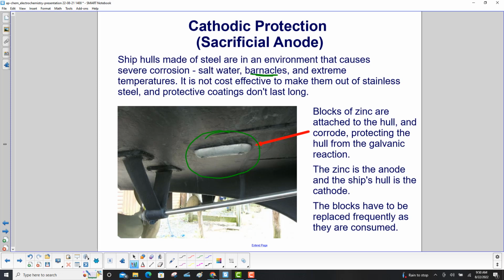They will corrode, and they'll protect the hull from the galvanic reaction. The zinc is the anode, sacrificial anode, and the ship's hull is the cathode. The blocks do have to be replaced frequently as they are consumed by the reactions.